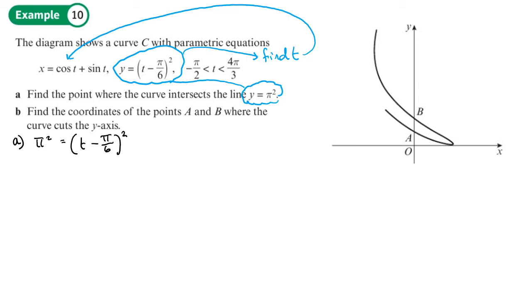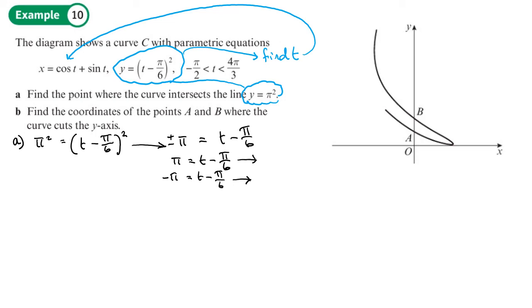From there, we're going to square root both sides. Because I'm square rooting, I need to say plus or minus. I don't need to write plus and minus on both sides. Doing it on one side is enough. That will get you all the solutions, but don't forget on this one that we need to put the plus or minus. That will give us two equations to solve. One of those equations will be pi equals t minus pi over 6, and the other one is negative pi equals t minus pi over 6.